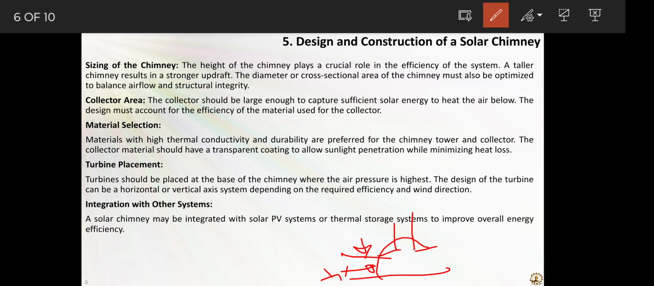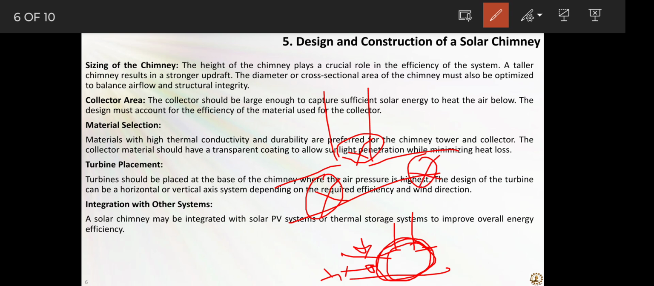So you can say at this zone, the junction, in this base zone, the air pressure will be the highest, and the design of the turbine can be horizontal or vertical. That means, suppose we have a chimney like this, so we can place a turbine here. So that is the vertical turbine. We can also place the turbine here and here also, and air is flowing in this direction, in this direction, and in this direction. So these turbines are known as horizontal turbines, and this turbine is known as your vertical turbine.